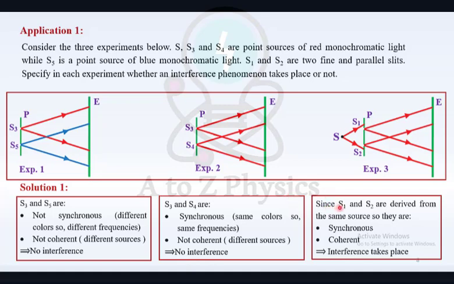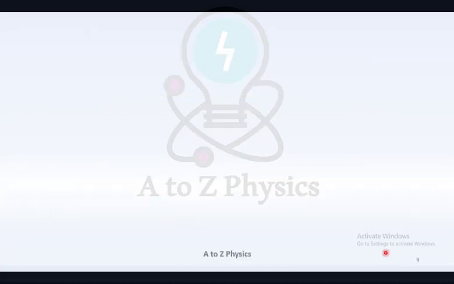In the third experiment, S1 and S2 are derived from the same source, so they are synchronous and coherent. So in this experiment, the interference takes place.